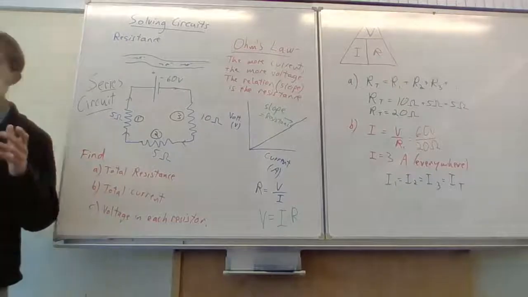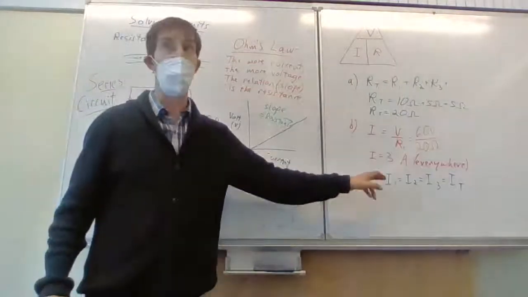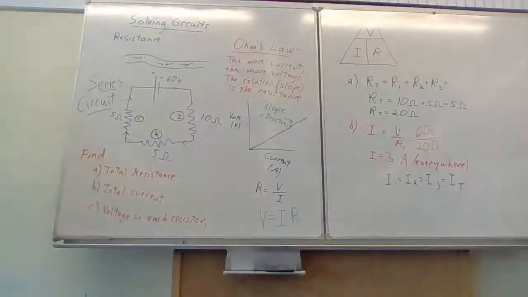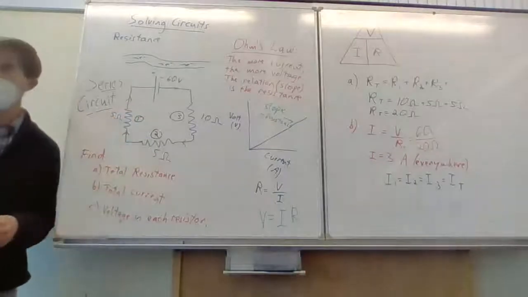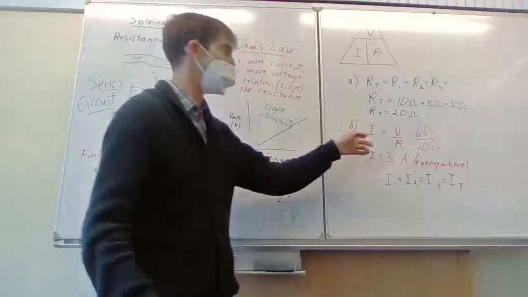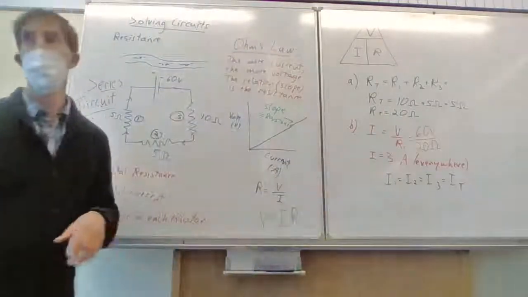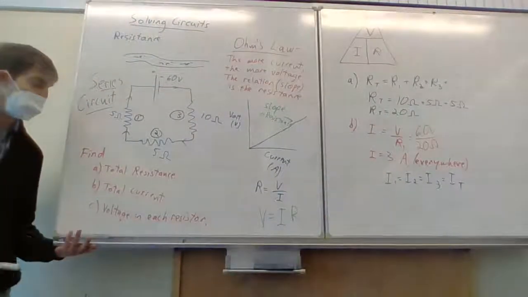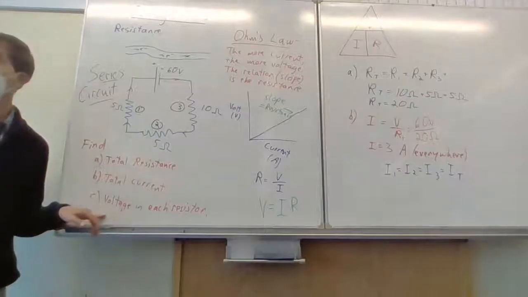So in a series circuit, the current's the same everywhere. The total resistance, I just add them up. And we use the triangle, V equals IR, solve for I, and we figured out the current for the whole thing. Let's do the voltage. The voltage is not the same.